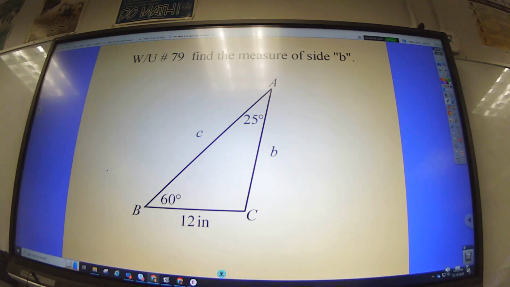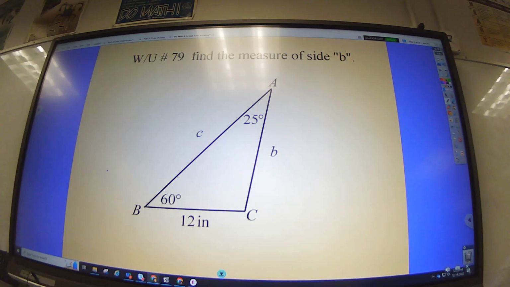Find the measure of side B. Do I use law? So the main thing with this test is we have to decide whether we're going to use the law of sines or the law of cosines. I have an angle and an opposite side, and I'm trying to solve for B. Law of sines or law of cosines? Tell each other in the group what it is.